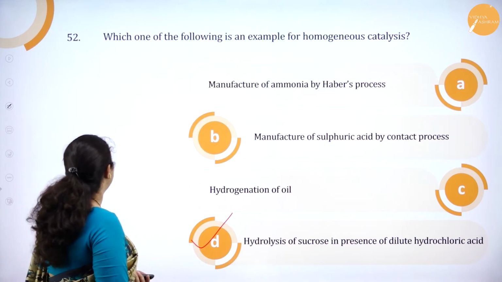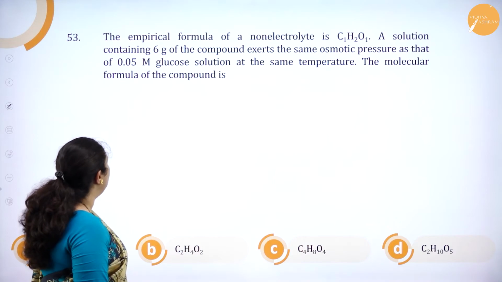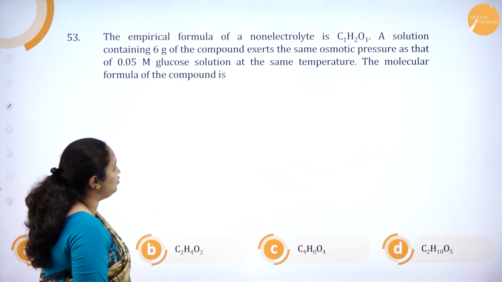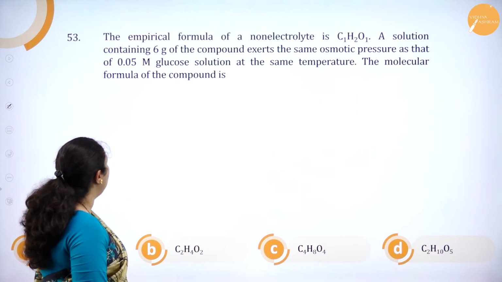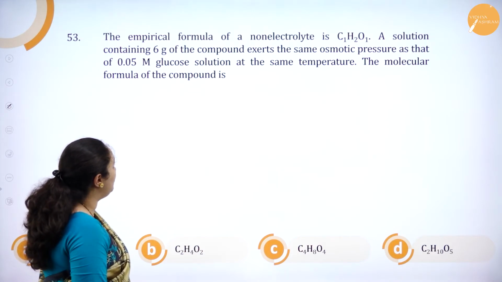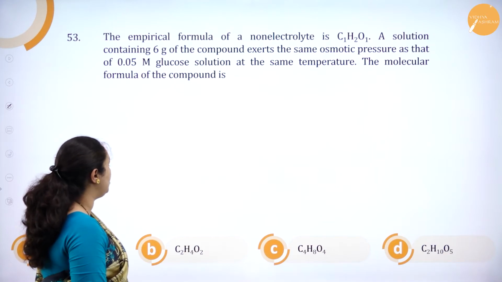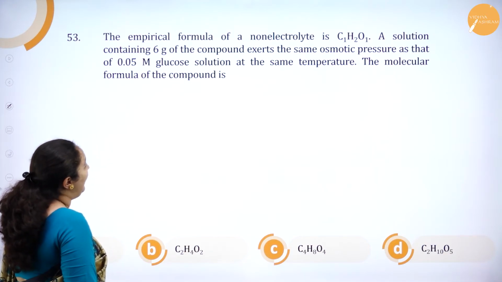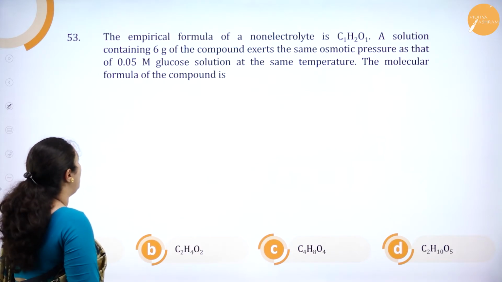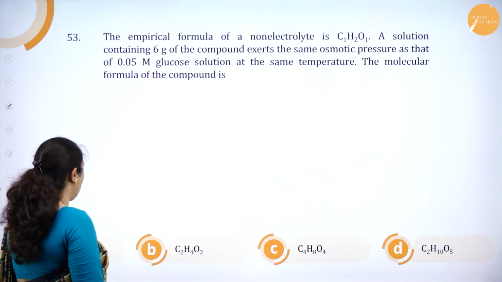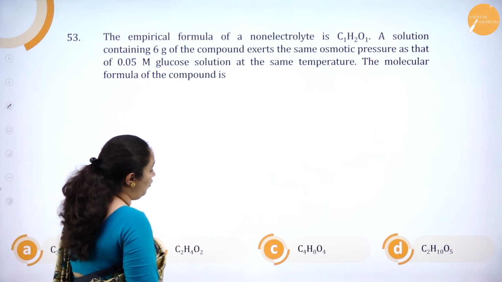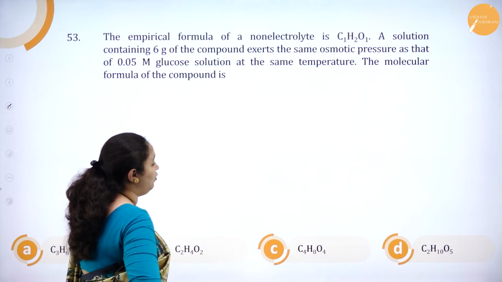Next, we will go to the next question, 53rd one. The empirical formula of a non-electrolyte is C1H2O. A solution containing 6 grams of the compound exerts the same osmotic pressure as that of 0.05 molar glucose solution at the same temperature. The molecular formula of the compound is C3H6O3, C2H4O2, C4H8O4, C2H10O5.